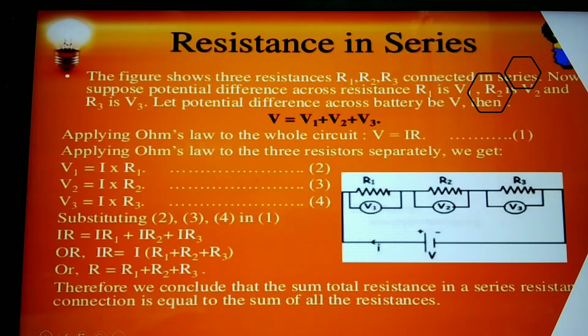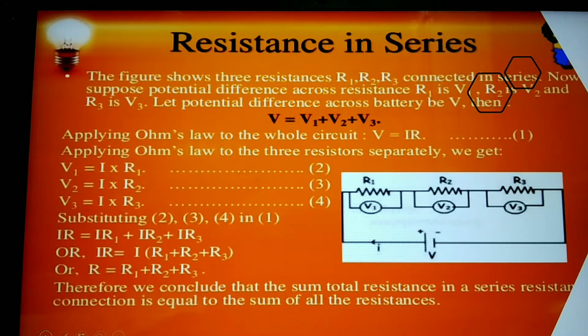Let the potential difference across the battery be V, then V is equal to V1 plus V2 plus V3. Applying Ohm's law to the whole circuit, V is equal to IR. Applying Ohm's law to the three resistors separately, we get V1 is equal to IR1, V2 is equal to IR2, V3 is equal to IR3. Substituting 2, 3, 4 in equation 1, IR is equal to IR1 plus IR2 plus IR3, or IR is equal to, by taking I common, R1 plus R2 plus R3.